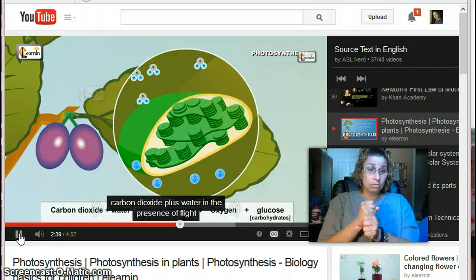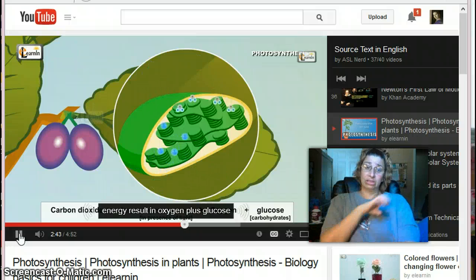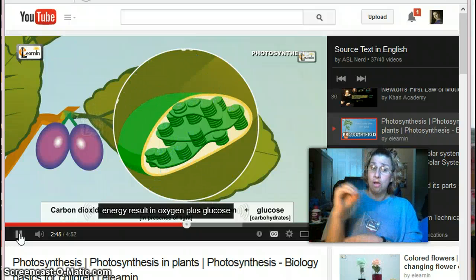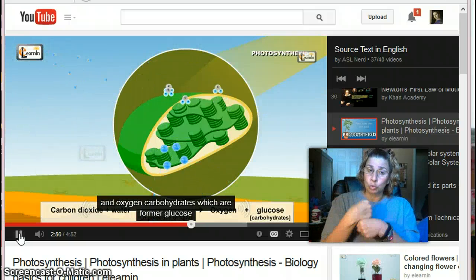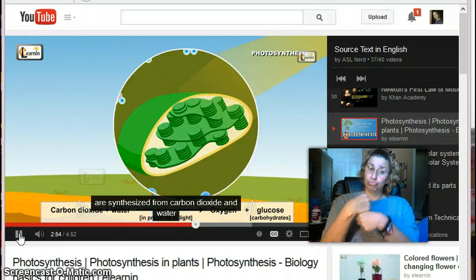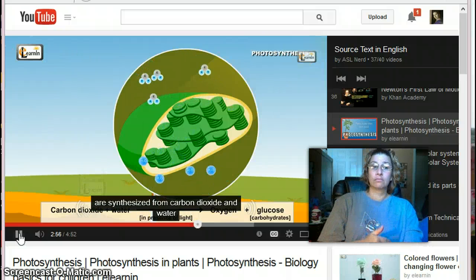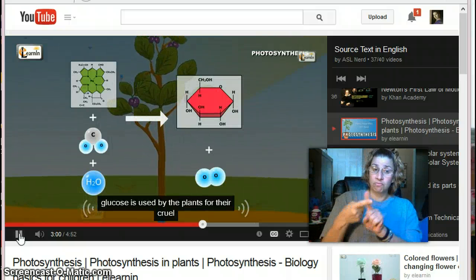Carbon dioxide plus water in the presence of light energy results in oxygen plus glucose or carbohydrates. The products formed are glucose and oxygen. Carbohydrates, which are a form of glucose, are synthesized from carbon dioxide and water. Glucose is used by the plants for their growth.